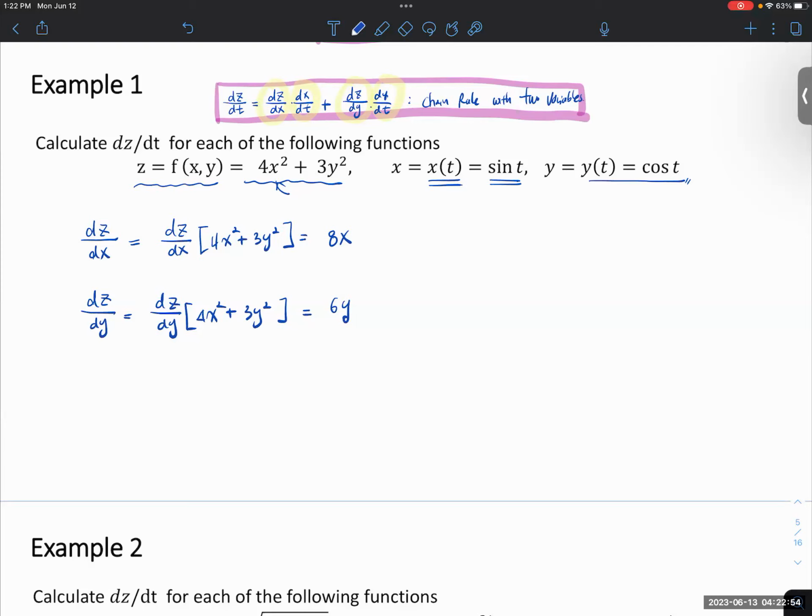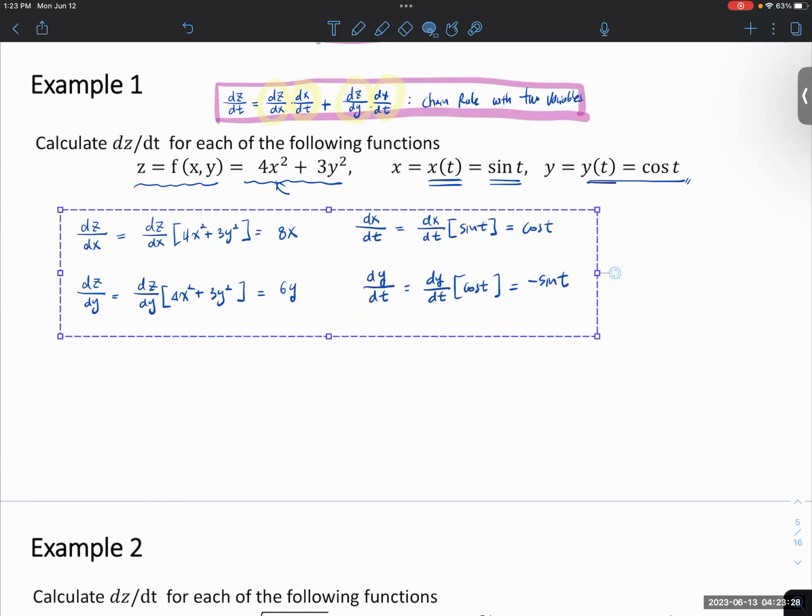Now you're going to take a look at each x and y. So dx equation with respect to t. So what happened? dx over dt, sine t. So what happened? Cosine t. And then now not dx, we have a y branch. You're going to take a derivative with respect to t. So dy over dt, cosine t will be negative sine t. So we found each component, correct?